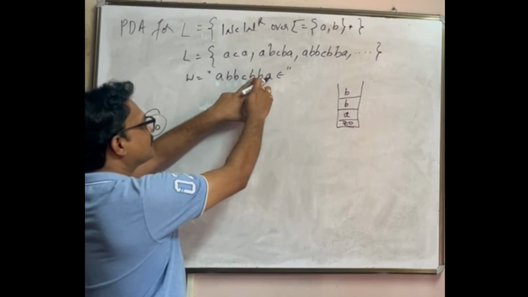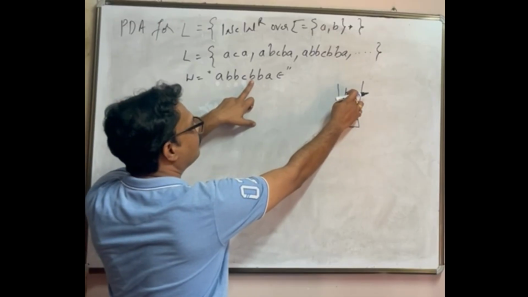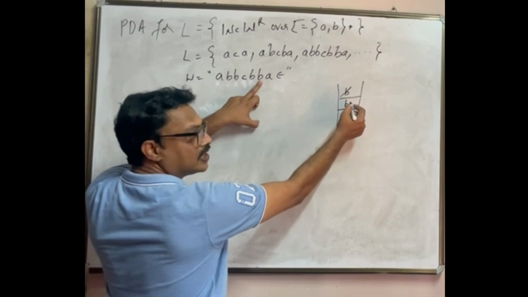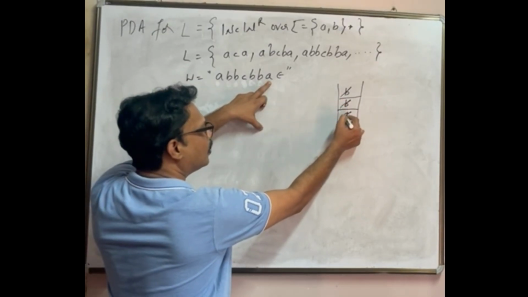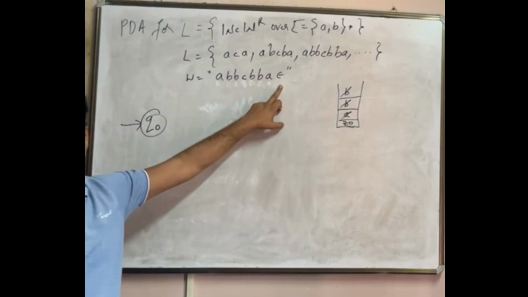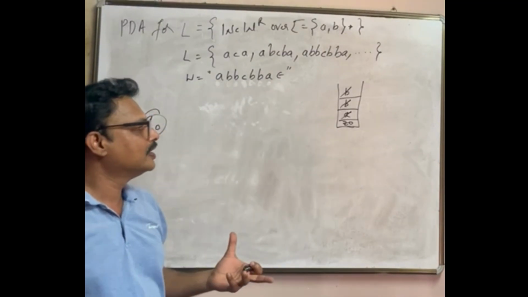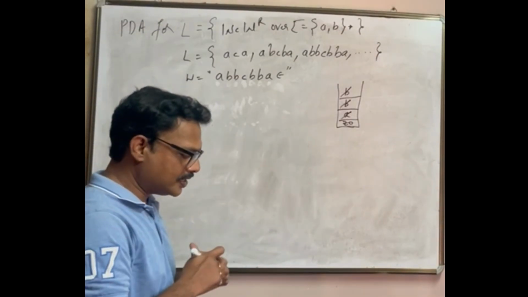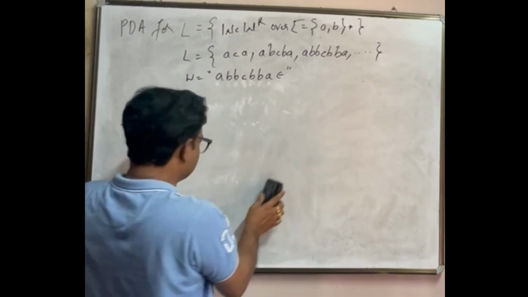Next, when it reads the next symbol, it checks whether the corresponding symbol is there on the stack. If it is so, it pops it. Then it goes to the next one, corresponding symbol, pops it. It goes to the next one, corresponding symbol, pops it. Now the stack is empty and it reads the epsilon symbol. Once again, this PDA acceptance is by empty stack. So let us design the transition diagram for this, starting with Q0.